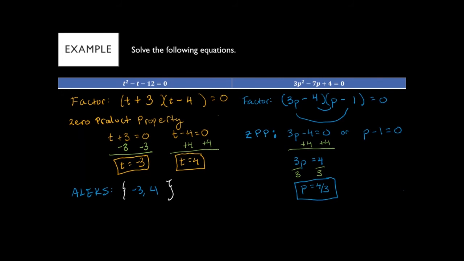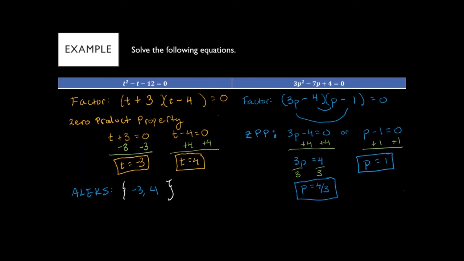Second equation, p minus 1 equals 0. I add 1 to both sides. And we get p equals 1. So our two answers are 4/3 and 1.